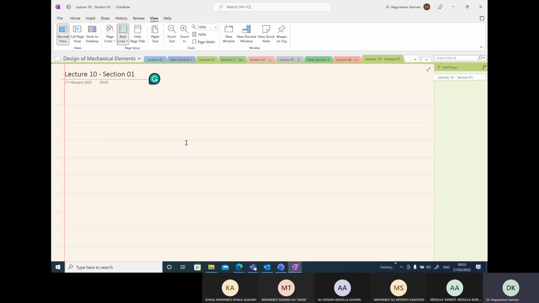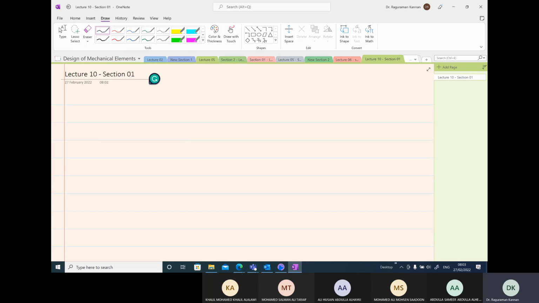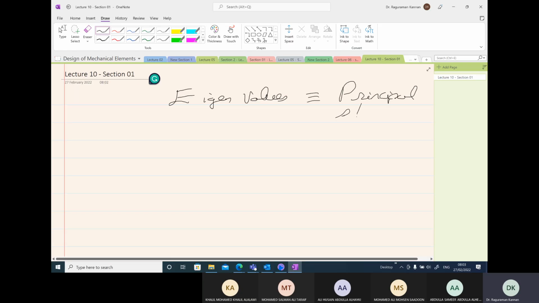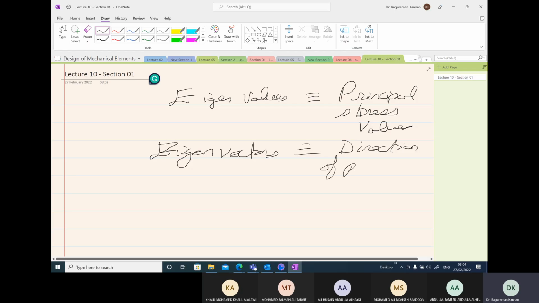Oh, so first I want to write eigenvalues are equivalent to principal stress values here, and eigenvectors are equivalent to directions of principal stresses.